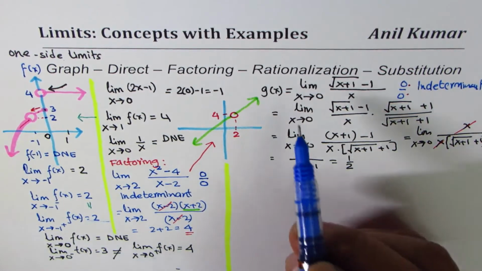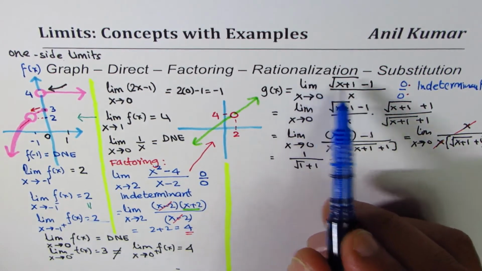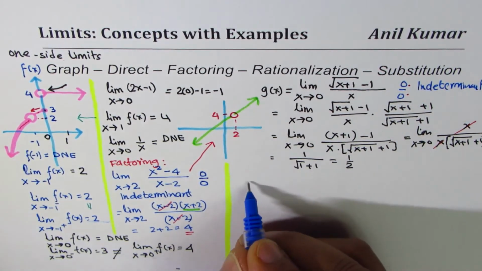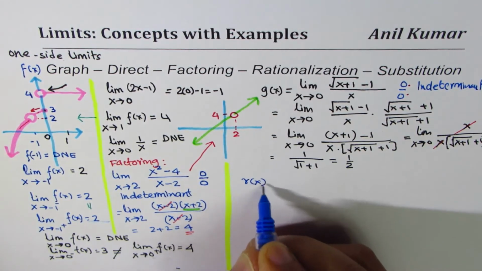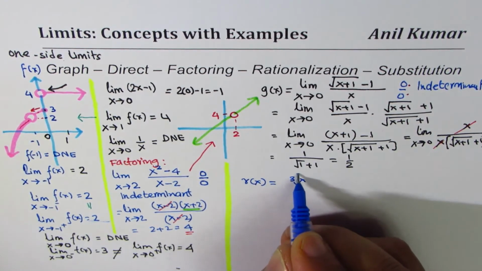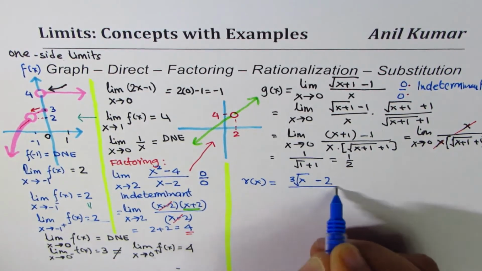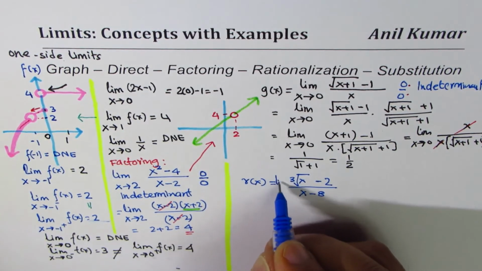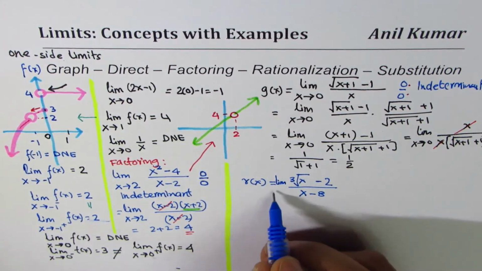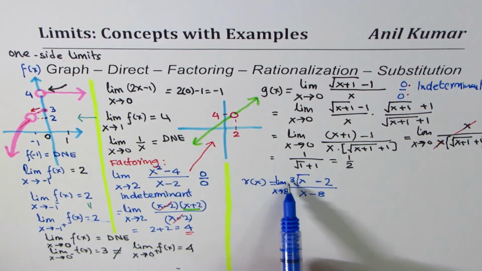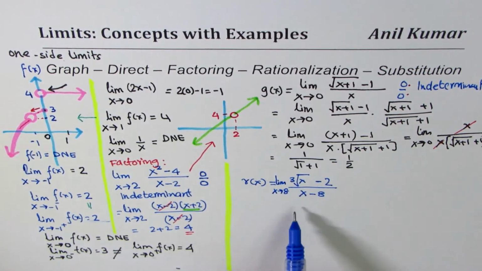Now we'll take up another example where substitution can be a better option to find the limit. Let's say we have another function, let's call it r of x equals 2 minus cube root of x over x minus 8. Let me take cube root, right? So cube root functions to rationalize is kind of difficult. Therefore, we use substitution techniques here. We'll say limit, what makes the denominator 0? 8, right? So x approaches 8. So if I substitute 8 here, cube root of 8 is 2. So 2 minus 2 is 0. 8 minus 8 is also 0.